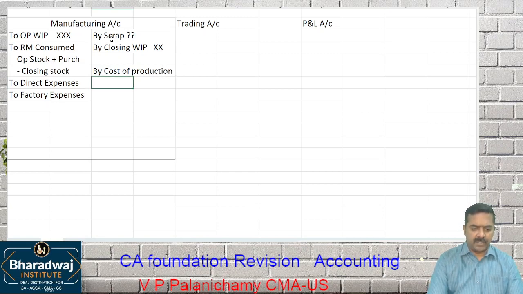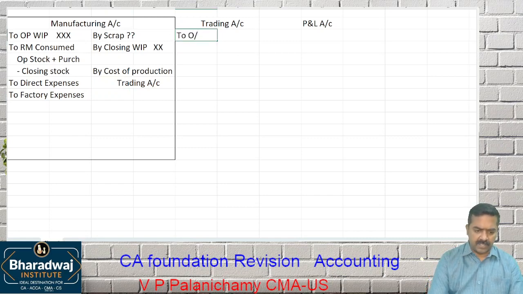This will be transferred to the trading account. In the trading account, what will come then? It will have opening stock of finished goods. Then it will have cost of production.